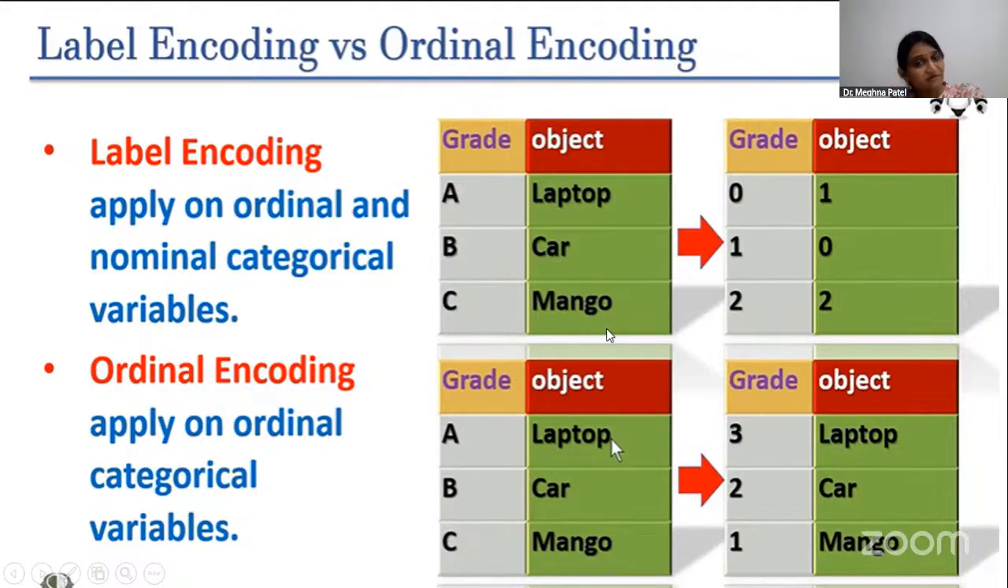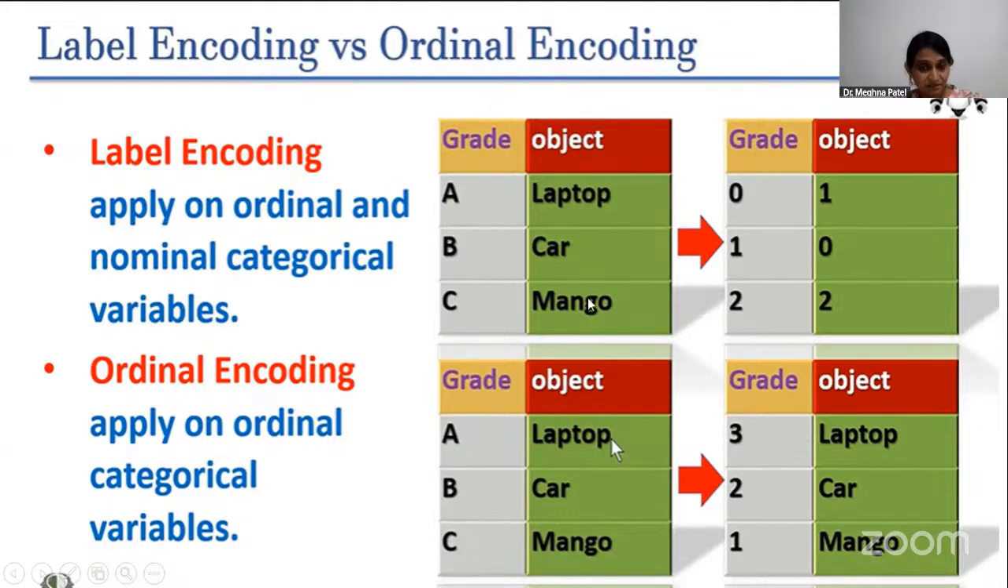Okay. Now see here. Label encoding is doing what? It will check the alphabets. If it is A, it will give a value 0. If it is a B, it will give the value 1. If it is C, it will give the value 2. It cannot check the order here, that A grade is more important than B, which is more important than C. No, they are giving a numerical value based on the alphabet.